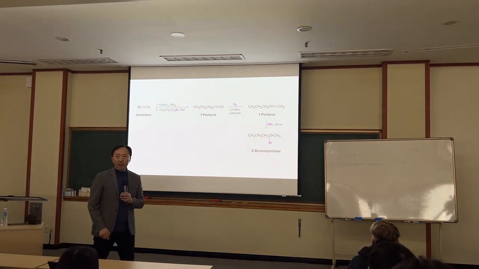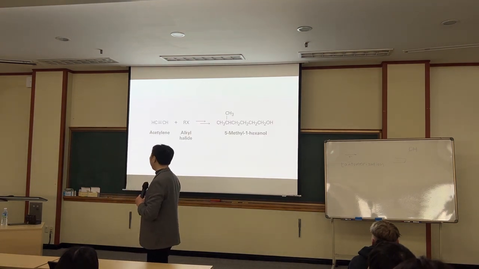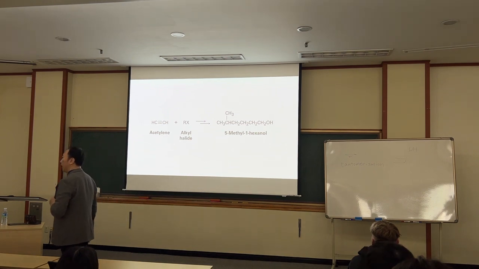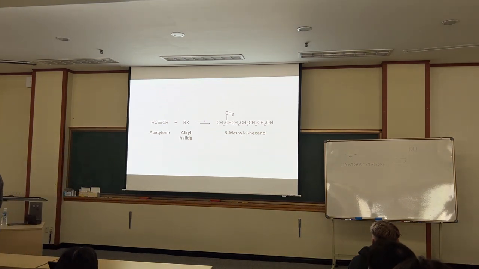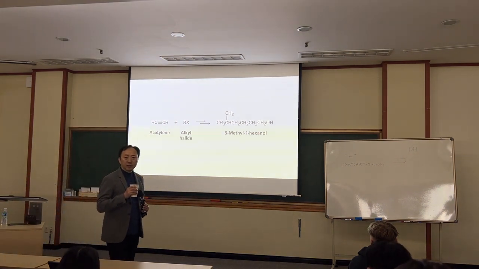Okay, now we can design multi-step reactions. Let's start one. Okay, how will you make this? Reaction condition is also the same. Acetylene and alkyl halide. And this is your final product. How do you make it? Now it's a hydroxy. Yes. Then that's a hydration reaction.